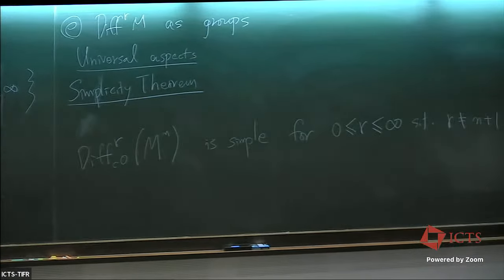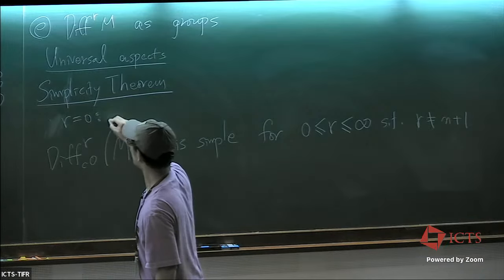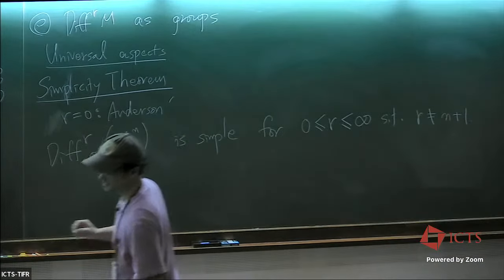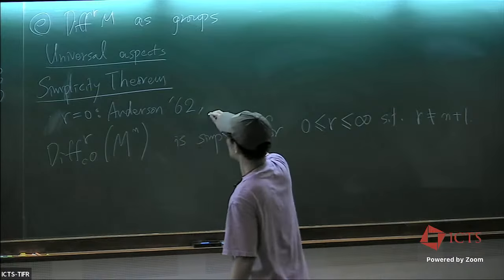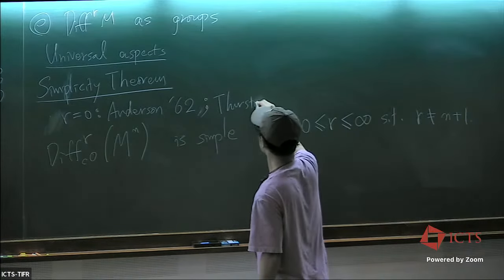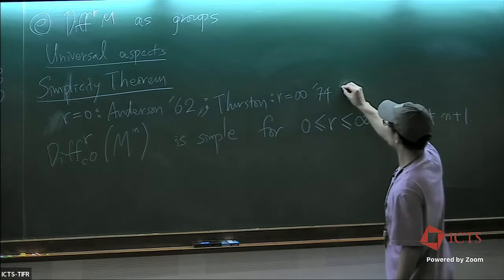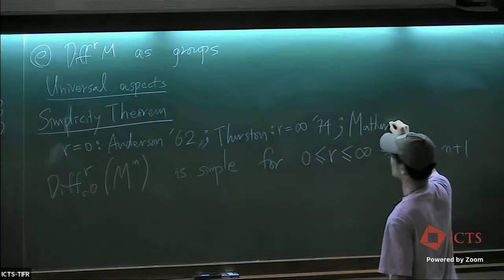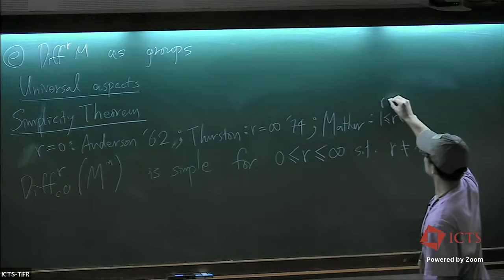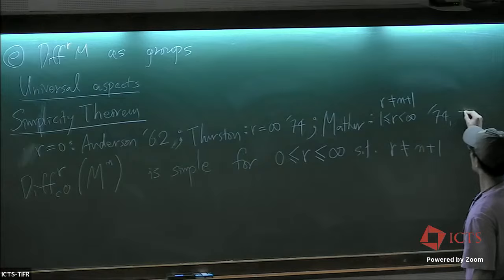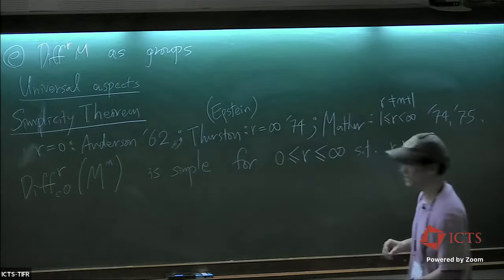So this is the result. First of all, the credit first, because especially this is recorded. The r equals 0 case is due to Anderson in 1962. And Thurston established this for the r equals infinity case in his 74 paper, and Mather proved it for the rest, r not n+1, in 74 and 75. And also Epstein reproved Thurston's result using Mather's idea too.